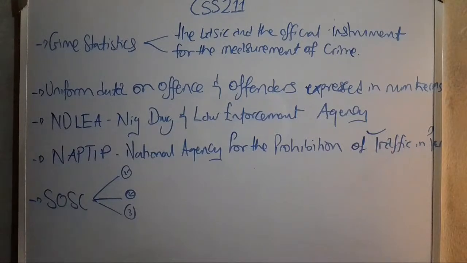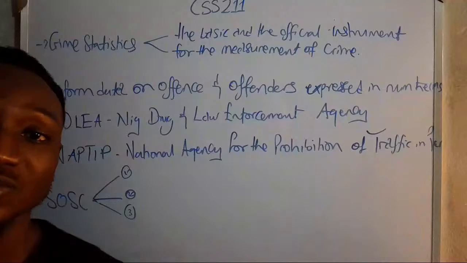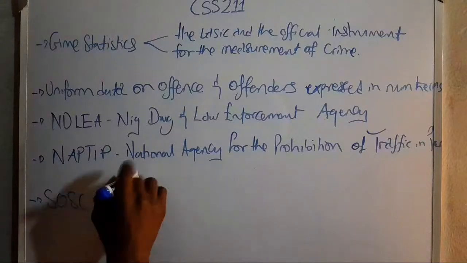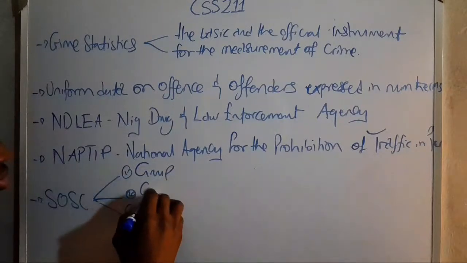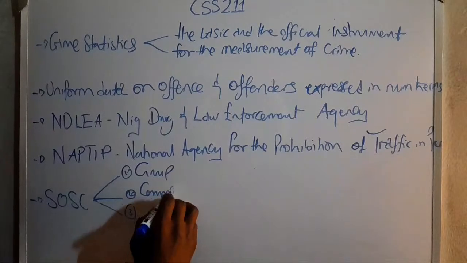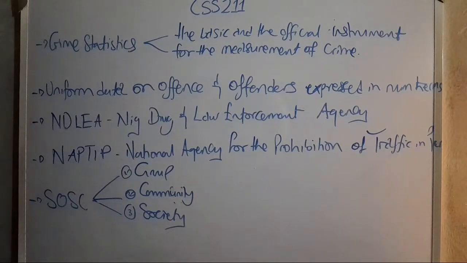Now, when we say social control, these are laws and regulations put in place to coordinate, to put in check the behavior of citizens of a particular society. Now we have the terms group, community, and society. These are the three terms we use in characterizing the structure of social control.